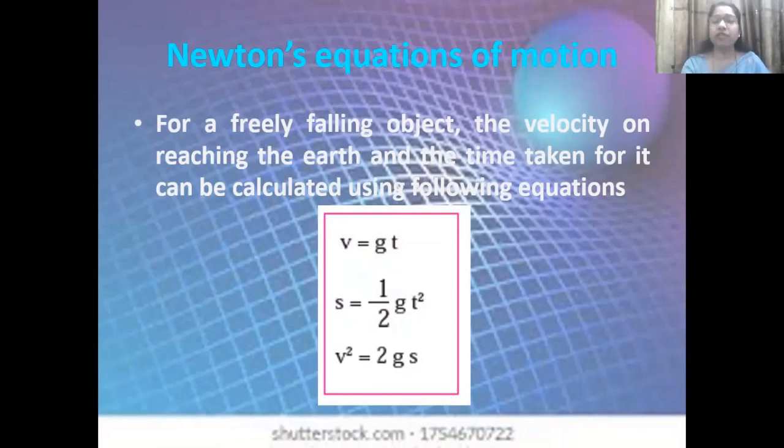Equation 2 is s is equal to half gt square, which means s is displacement, which is equal to half into acceleration due to gravity into t square. The last equation is v square is equal to 2gs. These formulas are very important when we have to solve word problems.